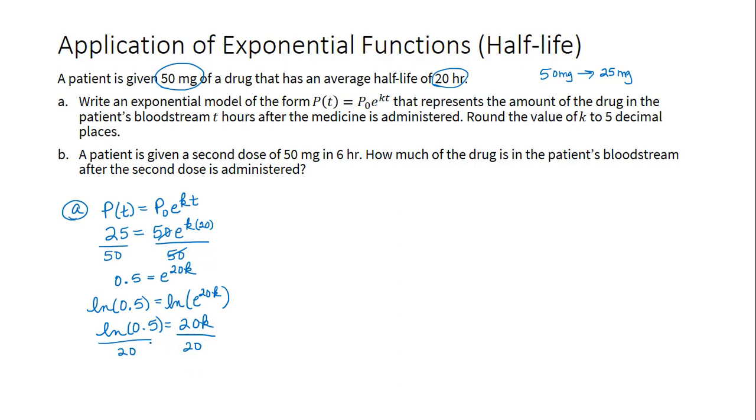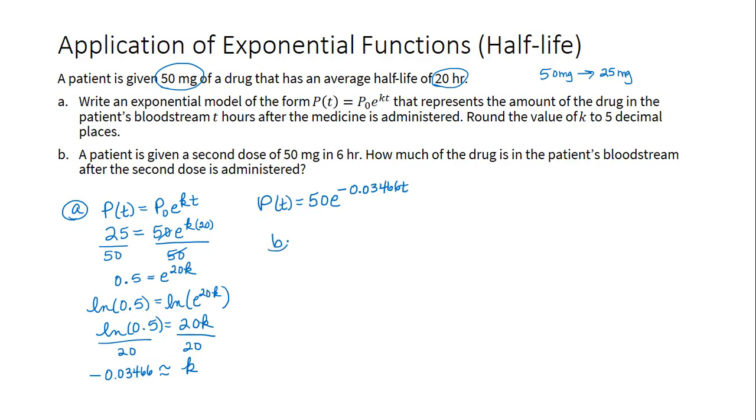So ln(0.5) divided by 20 tells us that k is approximately negative 0.03466. And just to put a check in there, because we're talking about decay, right, half-life, decreasing amounts, we should have a negative value of k. So the model that we need to write is P(t) = 50e^(-0.03466t).